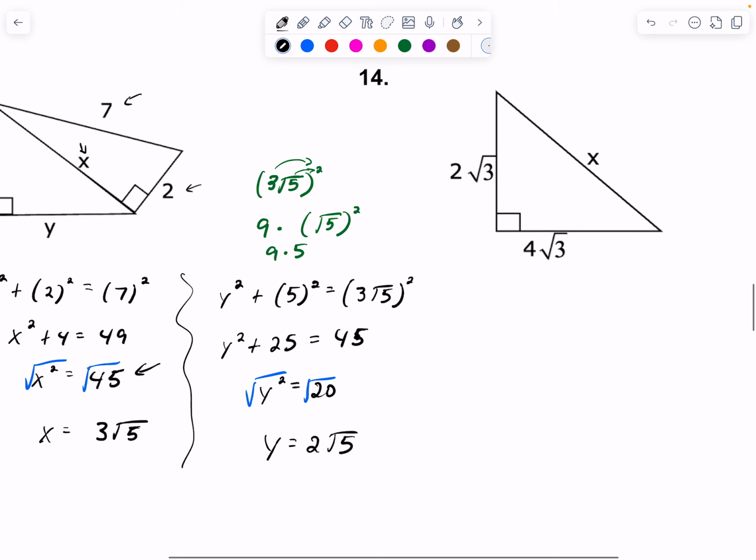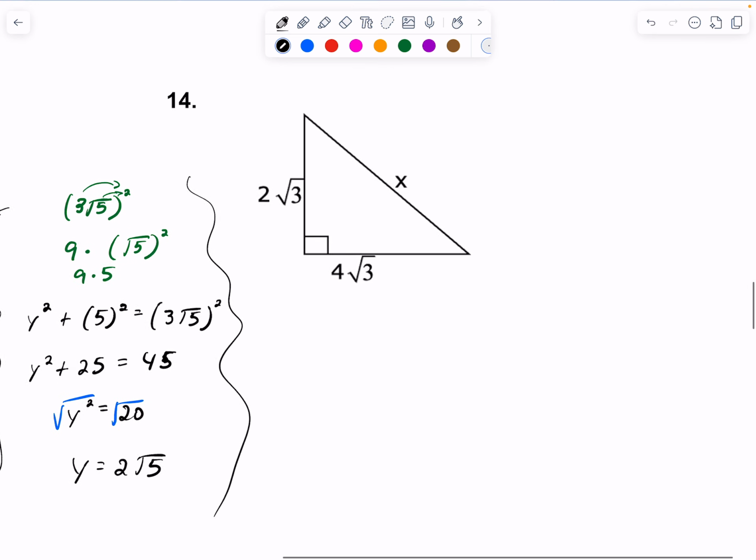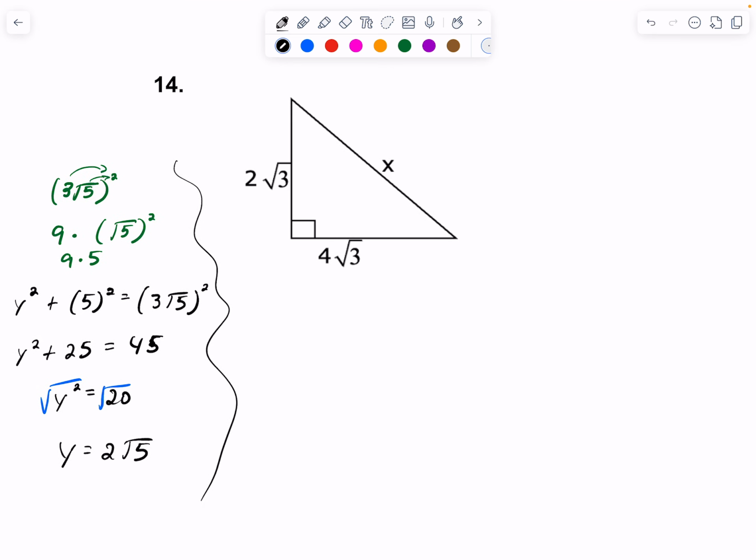Okay, let's do 14. Okay, now 14 for this one. All right, I know it doesn't say the 30, 60, 90, 45, 45, 90. So again, don't just assume that it does, right? I can't assume based on how something's drawn that it's going to be one of those special right triangles.